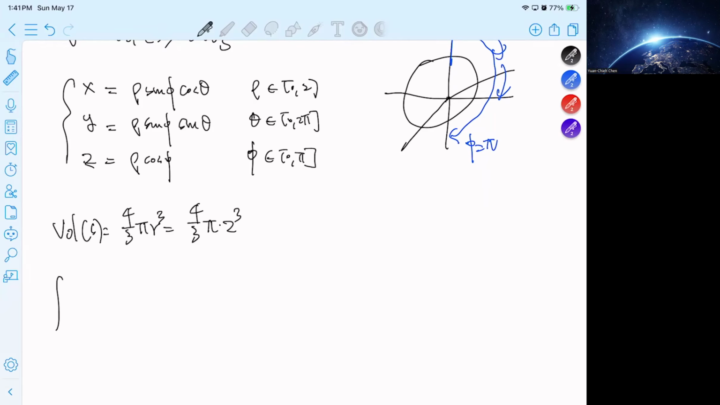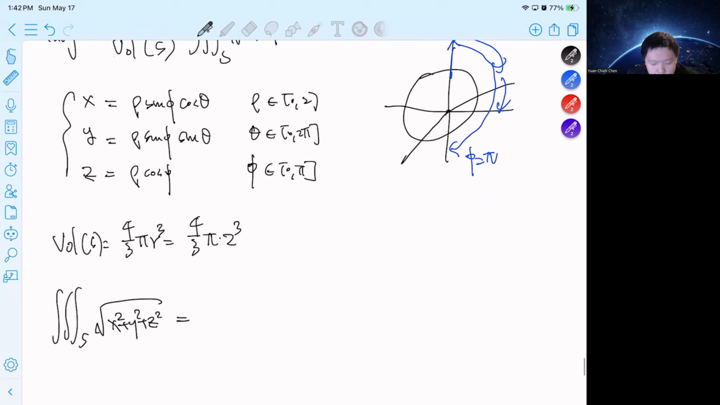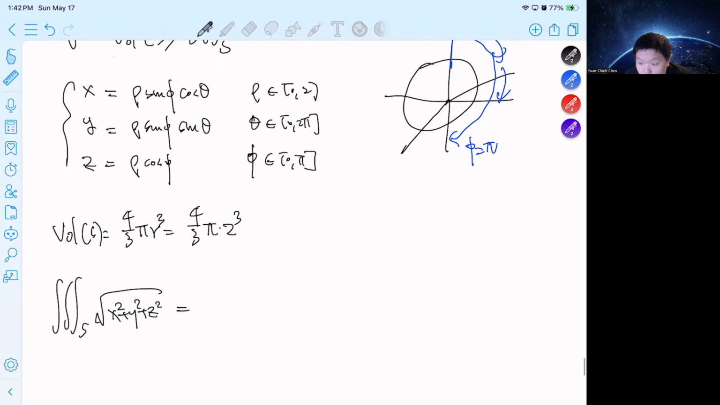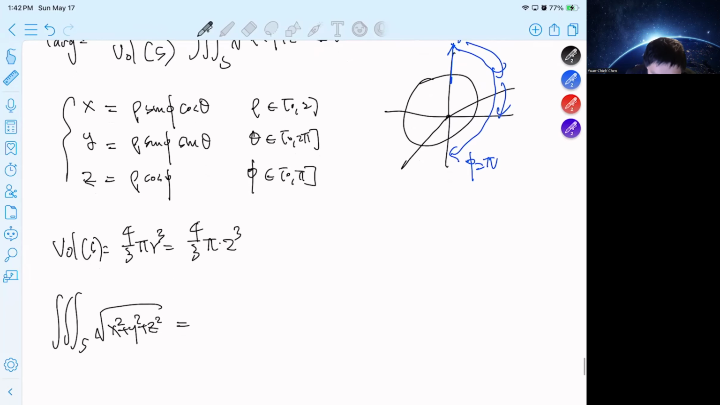So the triple integral will just be over S of x squared plus y squared plus z squared. Again, x squared plus y squared plus z squared will be rho squared. If you remember this, it will be rho squared. So you're taking the square root, so this will be rho. And be careful, we have to multiply by rho squared sine phi.